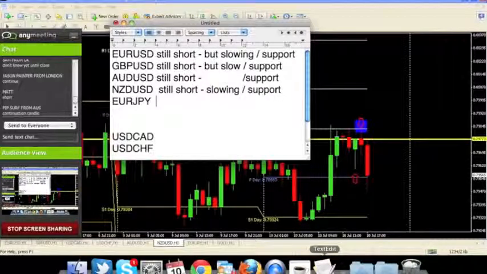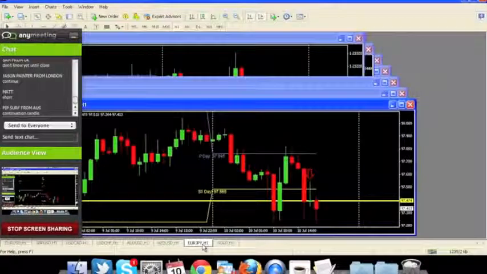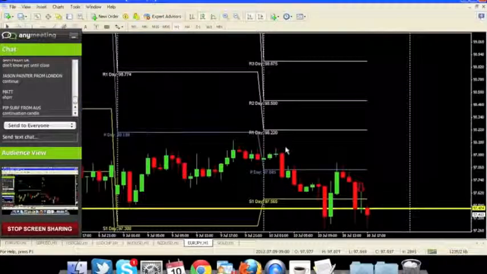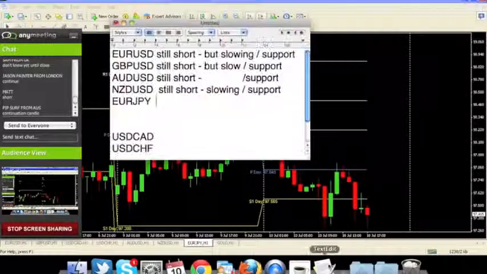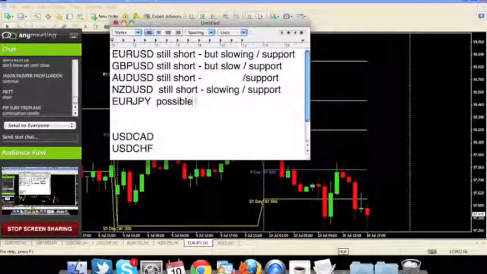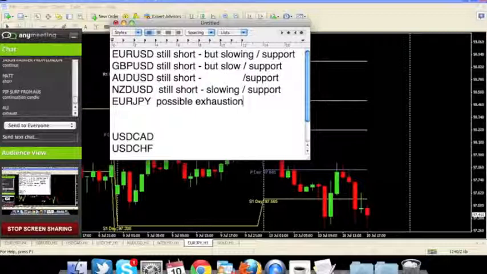Euro yen, let's take a look here. What do you have on Euro yen? Oh, sorry. Now look at the strength of Euro yen. Look at the size of that candle. Look at the size of that tail. Possible exhaustion. Okay, I'm not saying this is a confirmed exhaustion, but it's possible. Okay, it's a possible exhaustion plus support.